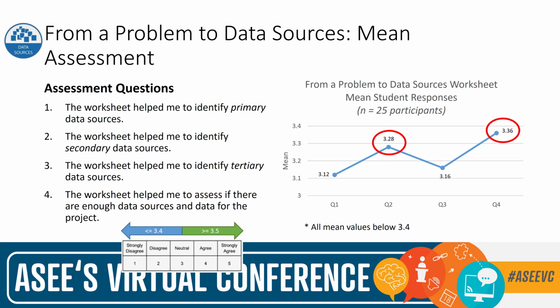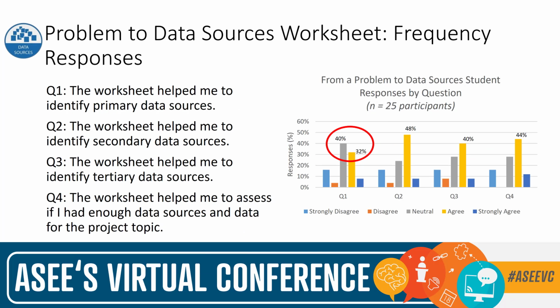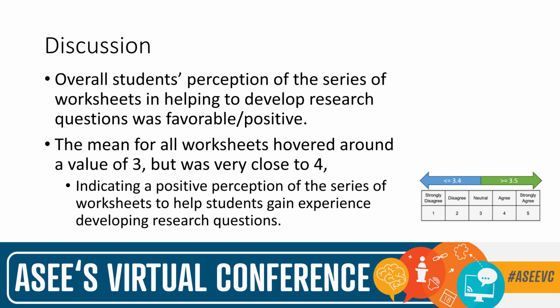In the next slide, we examine the frequency responses for each question. There is an 8% difference between the frequency responses of neutral and agree for question 1. The most frequent response for the remaining questions, questions 2, 3, and 4, is agree. We conclude the overall assessment for the worksheet to be favorable and positive. Overall, students' perception of the series of worksheets in helping to develop research questions was positive.